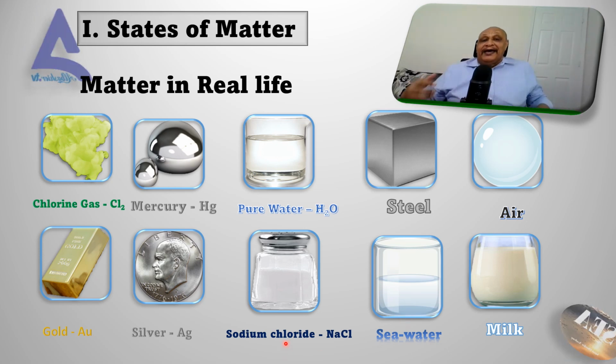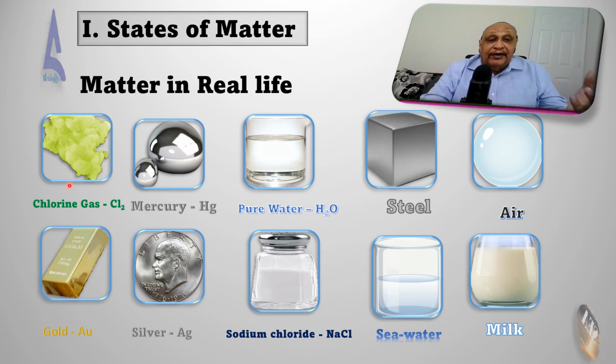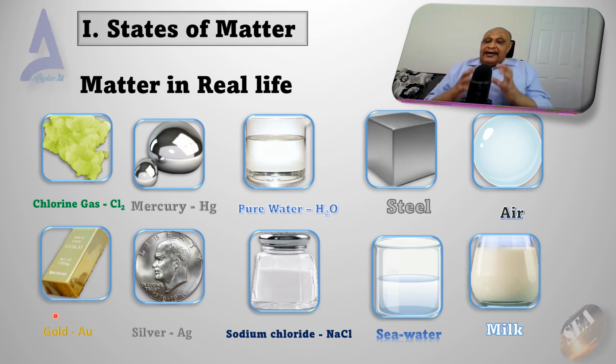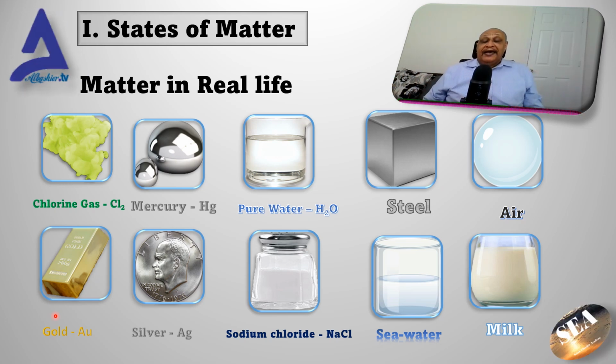So in real life, we may see elements like chlorine, mercury, silver, or gold. They are made of atoms, and we have around 115 elements in the periodic table. A time will come when we will go through this and see how they are different.